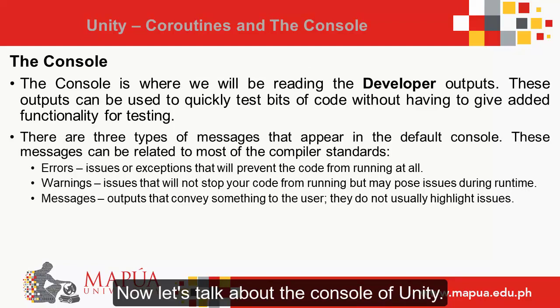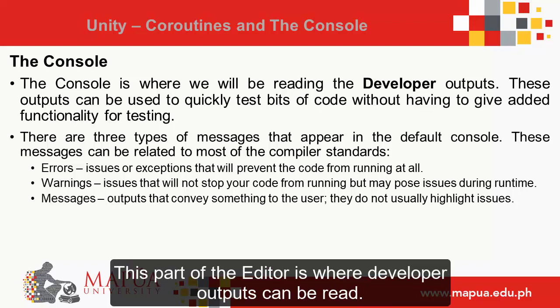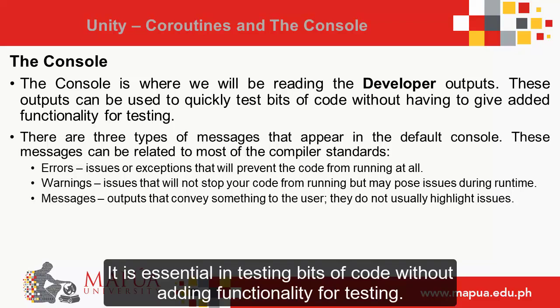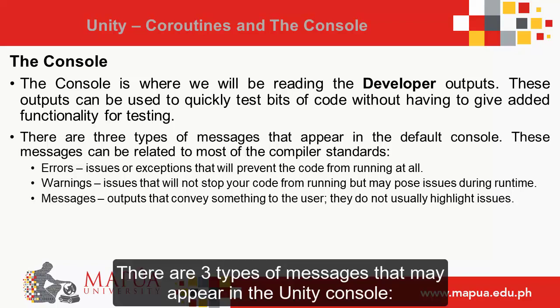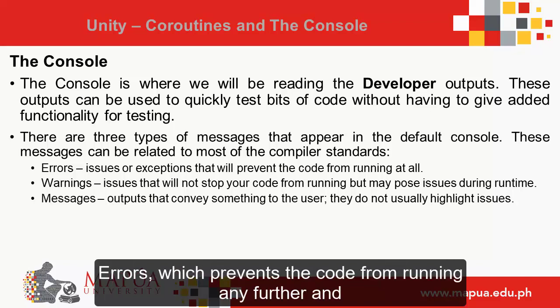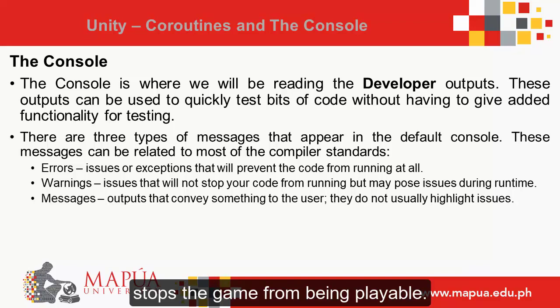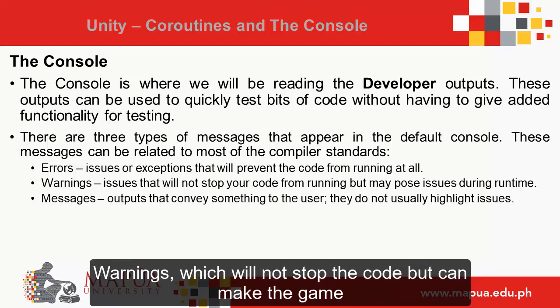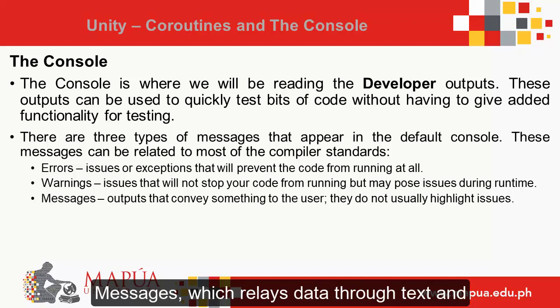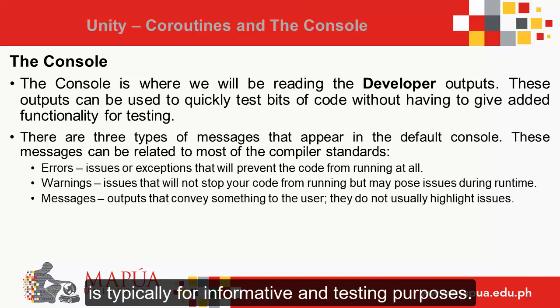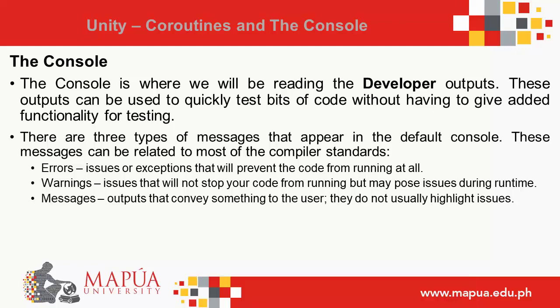Now let's talk about the console of Unity. This part of the editor is where developer outputs can be read. It is essential in testing bits of code without adding functionality for testing. There are three types of messages that may appear in the Unity console. Errors, which prevent the code from running any further and stop the game from being playable. Warnings, which will not stop the code but can make the game run with bugs and glitches. Messages, which relay data through text and are typically for informative and testing purposes.